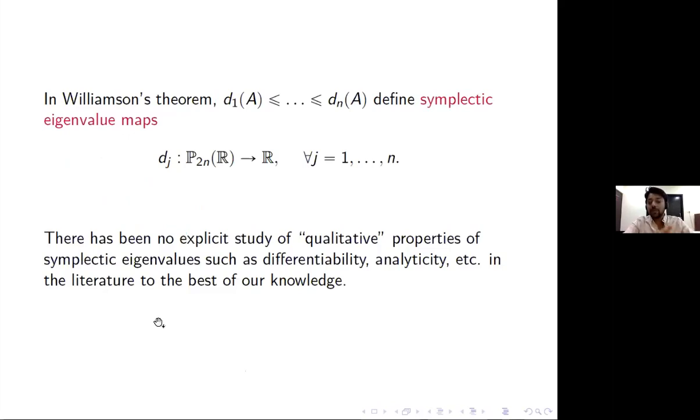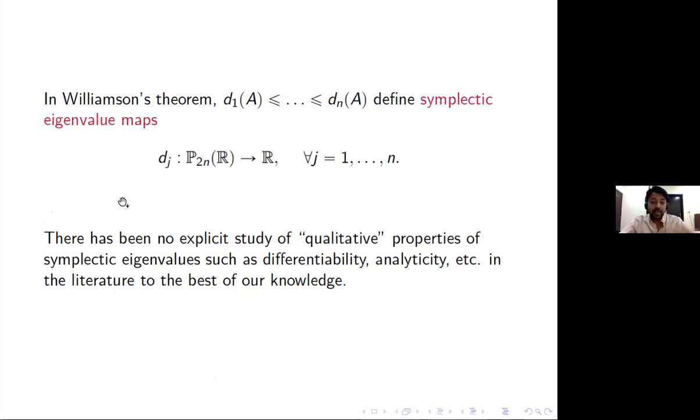Recall Williamson's theorem. We know that given a positive definite matrix A, there are n unique numbers that are the symplectic eigenvalues. So in other words, we get n maps given by d_j on the set of 2n cross 2n positive definite matrices. Let's call these maps symplectic eigenvalue maps, because evaluated at A, these n numbers give the symplectic eigenvalues of the positive definite matrix A. That is the main focus of this talk.